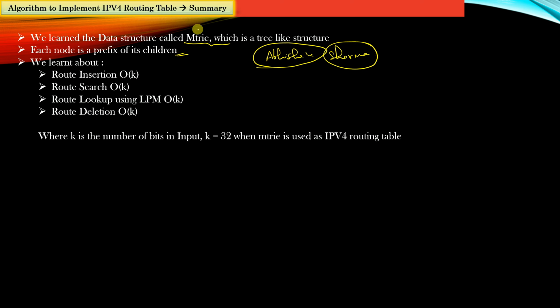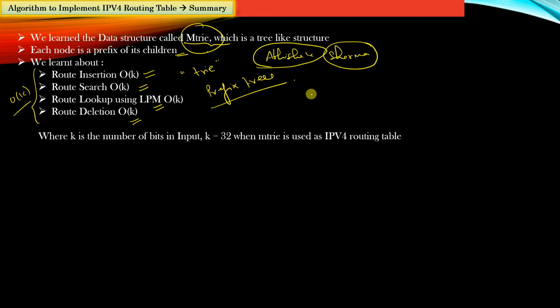This is the property of this mtry data structure, and for this reason the trie family of data structures is also called prefix tree. Alright, they are also called prefix tree because each node contains the prefix of its children. In other words, every child contains the suffix of its parent. And we learned about the route insertion algorithm, route search algorithm, route lookup algorithm, and route deletion algorithm. All of them take order of k time, where k is the number of bits in the input string. So for an IPv4 address, k is equal to 32. So essentially, the mtry data structure gives you constant time complexity.